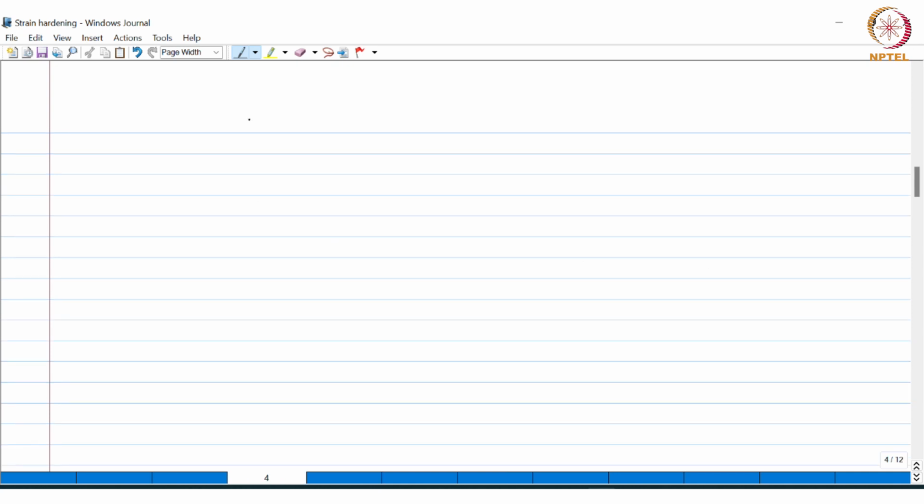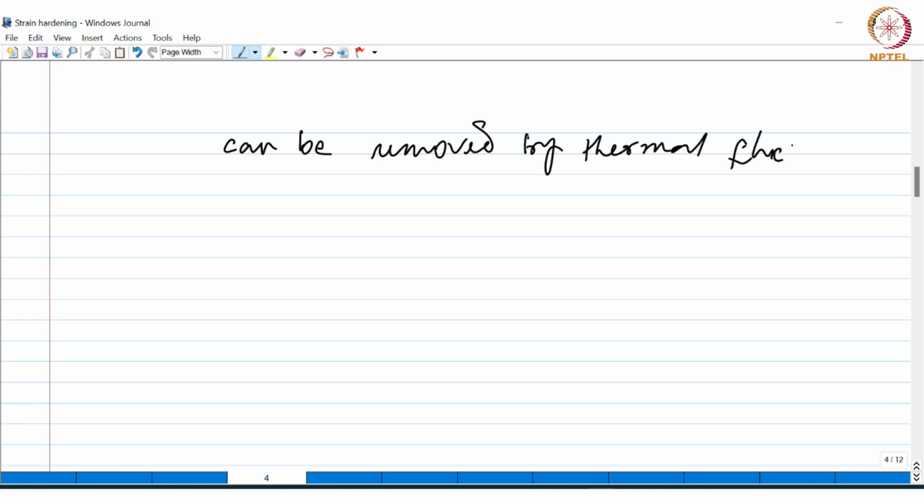Therefore, this kind of hardening can be removed by thermal fluctuations at finite temperatures. So if the cold worked material is heated to some elevated temperature, the effect of cold working or the hardening can be removed or reduced.